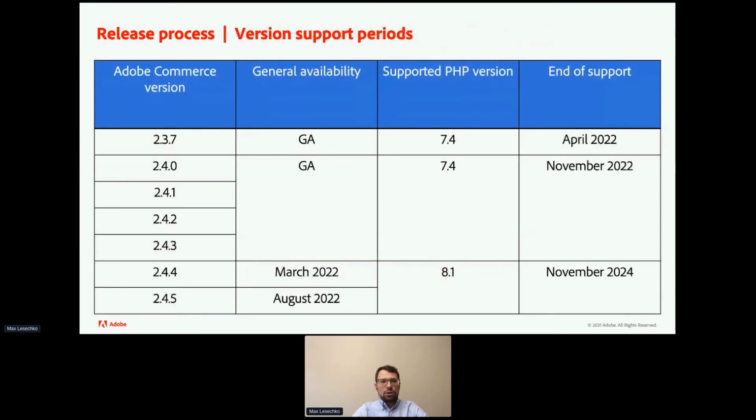Here, as you see, the representation of the current end-of-life policy. And at the end of the talk, there will be a link to the policy, and you can read and get more understanding of how it will work. And as you can see, 2.4.4 and 2.4.5 releases will support 8.1, and the common version between 2.4.3 and lower and 2.4.4 and higher will be 7.4. So this version will be used for upgrades.